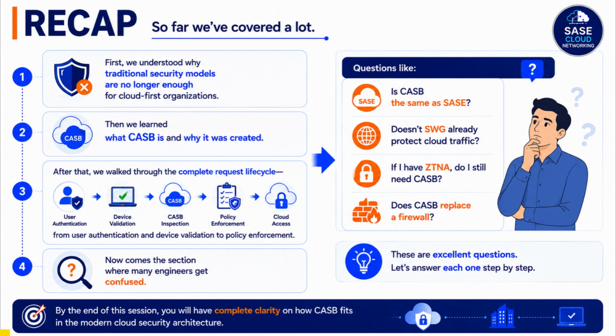Now comes the section where many engineers get confused. Questions like, is CASB the same as SASE? Doesn't SWG already protect cloud traffic? If I have ZTNA, do I still need CASB? Does CASB replace a firewall? These are excellent questions. Let's answer each one step by step.